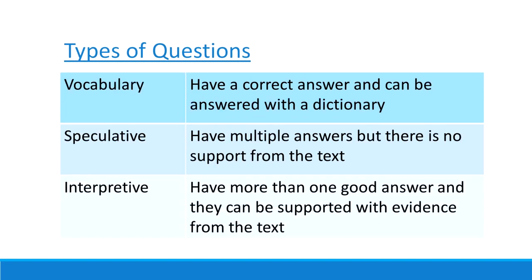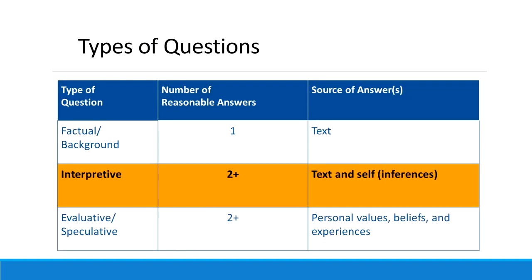Vocabulary. Vocabulary is just a word that they don't know. They need a definition. A speculative question. A speculative question can have lots of different answers, but it's basically a guess, and there's no evidence in the text to support it. And then an interpretive question. An interpretive question has more than one good answer, and there's evidence in the text that can support those answers.